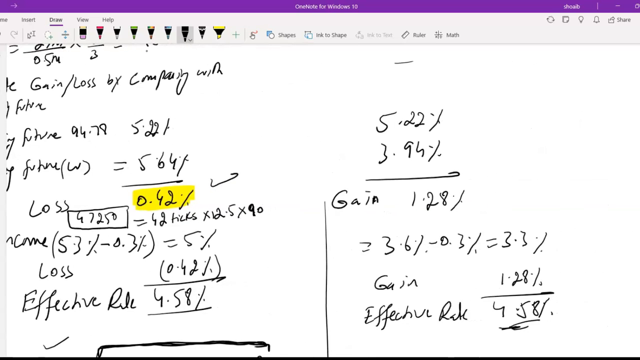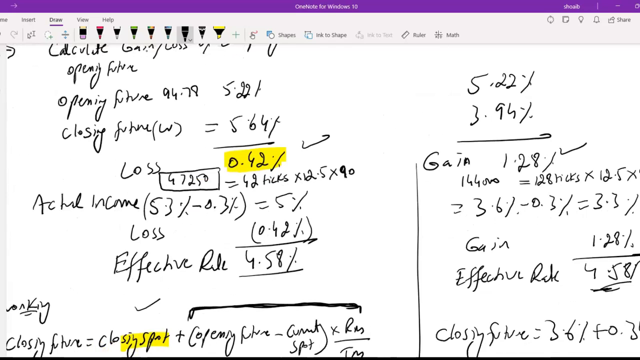Okay. And how to convert this gain? Divide with 0.01%. So it will be 128 ticks into 12.5. What is 12.5? Tick value. How can you derive it? You will derive it from the contract size. Into 90. What is 90? Number of contracts. 128 into 12.5 into 90. 144,000.